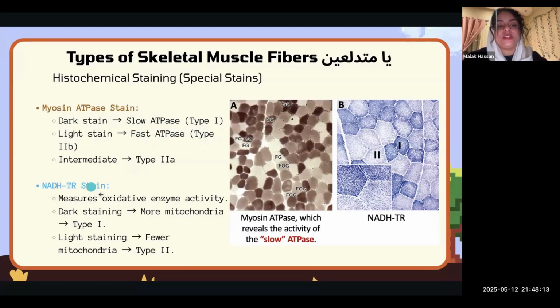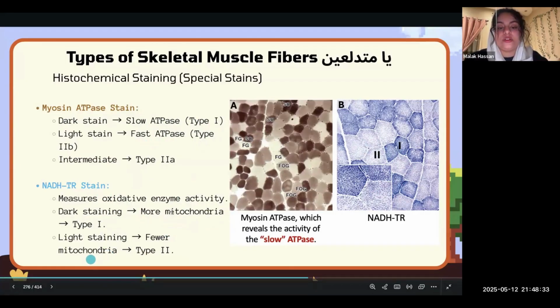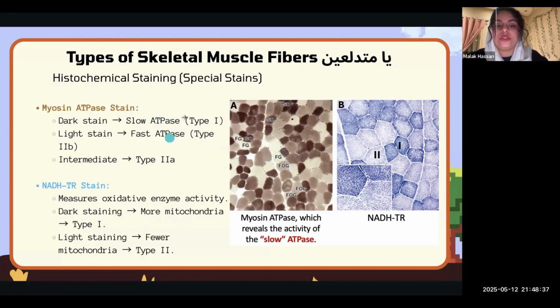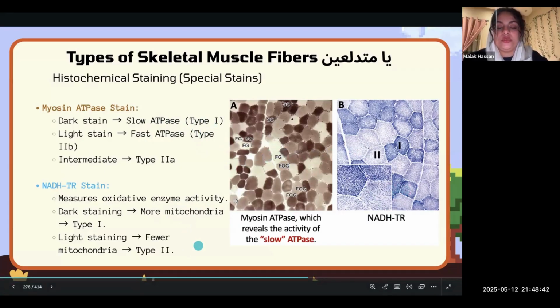Then we have the NADH-TR stain, which measures the oxidative enzyme activity, which will tell you the amount of mitochondria available inside the muscle fiber. So if it stains dark, that means you have more mitochondria, but if it stains light, then you have fewer mitochondria. So in both cases, the darker color is most likely going to be type 1, and the lighter color is most likely to be type 2.